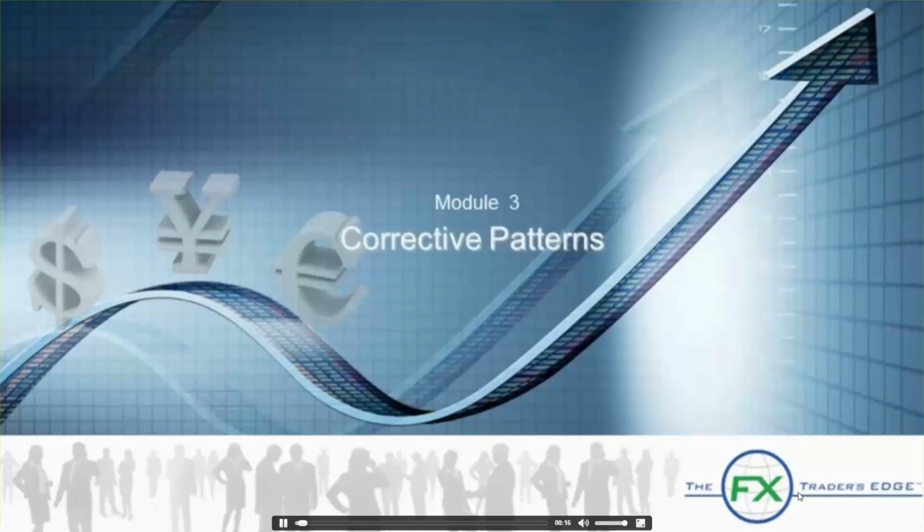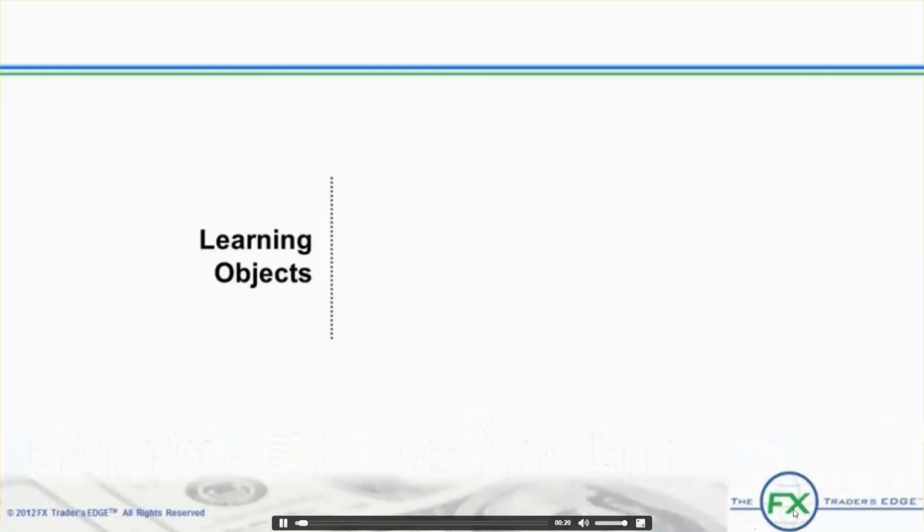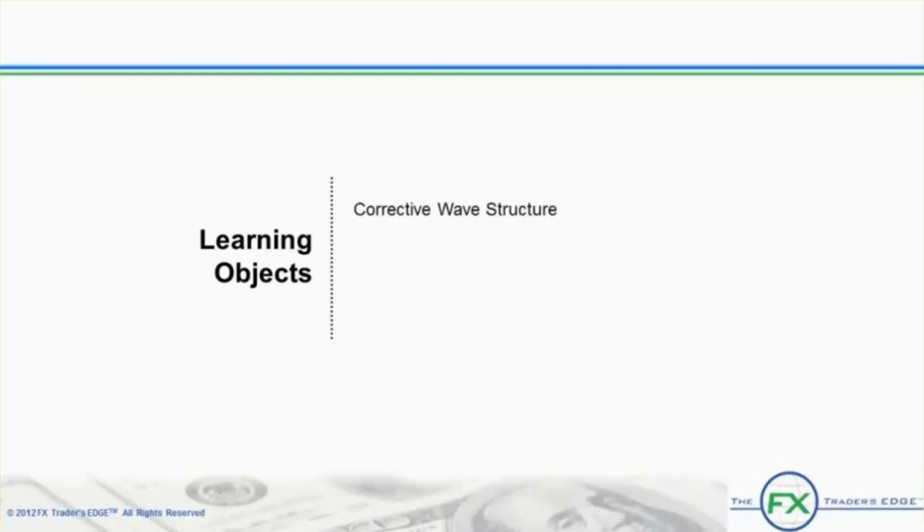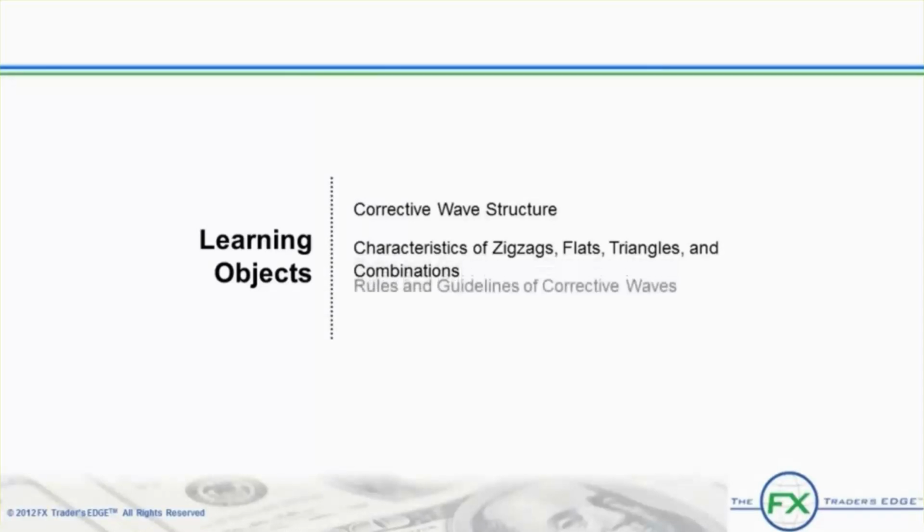Welcome to Module 3, Corrective Patterns. By now, we have completed Module 1, Elliott Basics, and Module 2, Impulsive Patterns. In this learning object, we will learn about the corrective wave structure, characteristics of zigzags, flats, triangles, and combinations, and rules and guidelines of corrective waves.